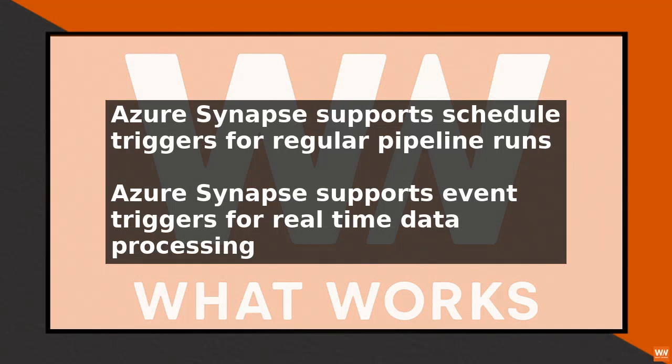Azure Synapse trigger types are a crucial component of data integration pipelines, allowing you to automate workflows and respond to specific events. In this guide, we will explore the different types of triggers available in Azure Synapse and provide tips on how to use them effectively. First, let's start with the basics.